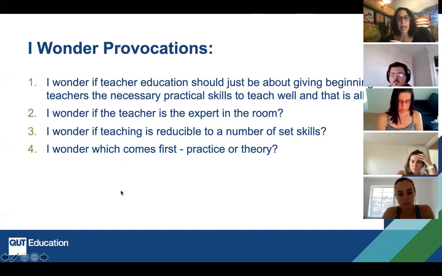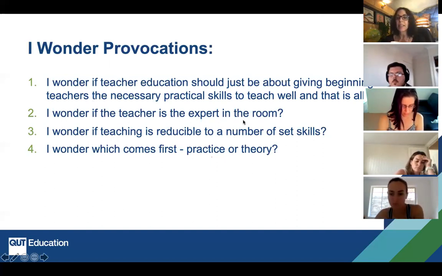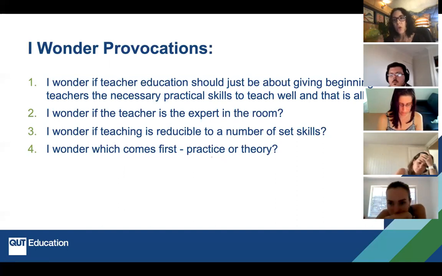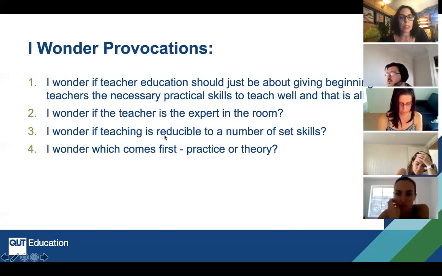Okay, someone's missed that. What you need to do is to choose one of these provocations and write some dot points about them. So you might choose, I wonder if the teacher is the expert in the room. You would have a little think, and write down some dot points ready to share your insights with the rest of the group. All good? Give me a thumbs up if you understand now. Excellent.